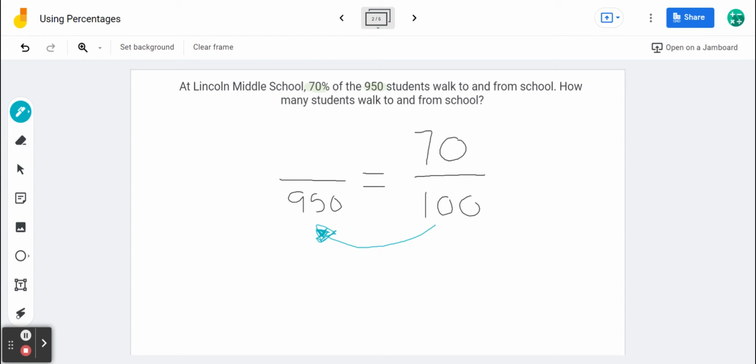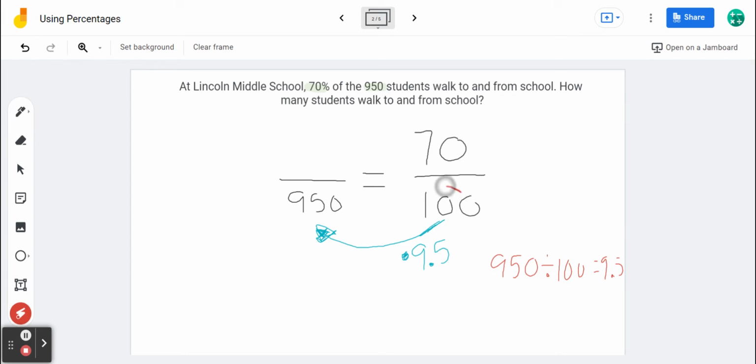This is where your calculator is going to come in handy, because 950 is not a multiple of 100. So what we're going to do in our calculator is divide these two numbers: 950 divided by 100. Type that in, and you should get the following: 9.5. So this means that 100 times 9.5 is 950. Let's check it out.